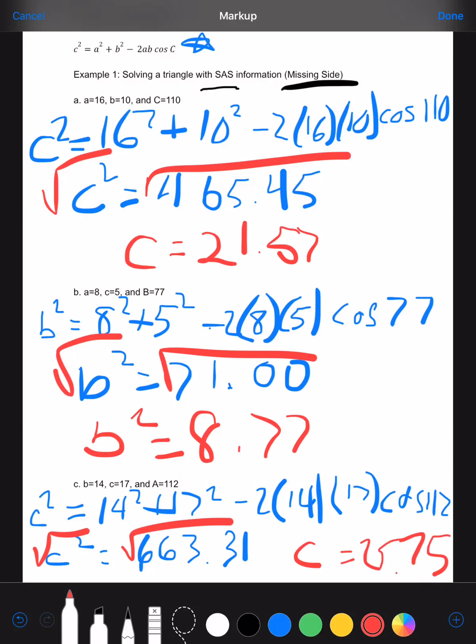Okay. So again, make sure your calculator is in degrees, not radians, or if you get the wrong answer, then you're just going to plug your numbers in again. I also titled this last one wrong. That should be an A. Whatever, it doesn't really matter. The letters aren't super important. Just make sure you're putting sides where sides are and angles where angles are. That's really what's important. Okay?